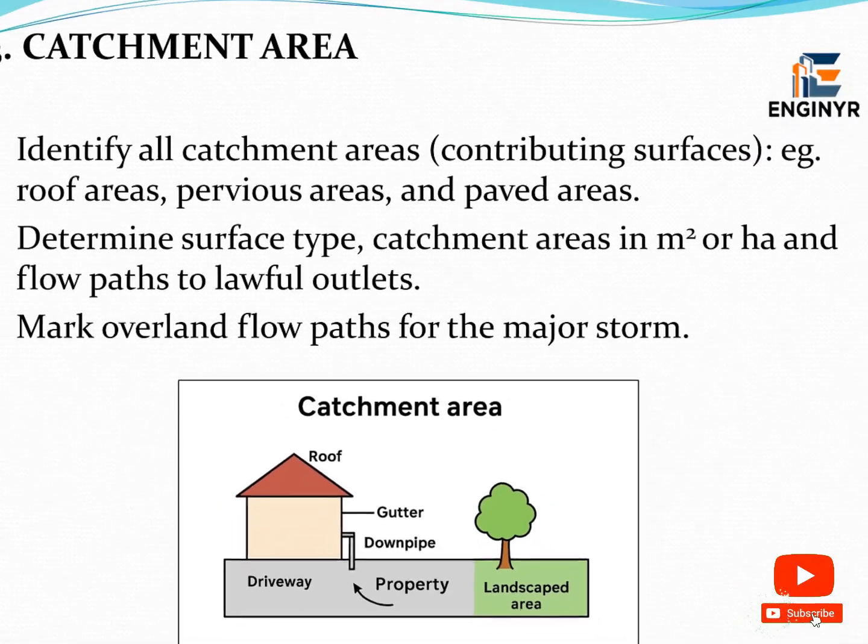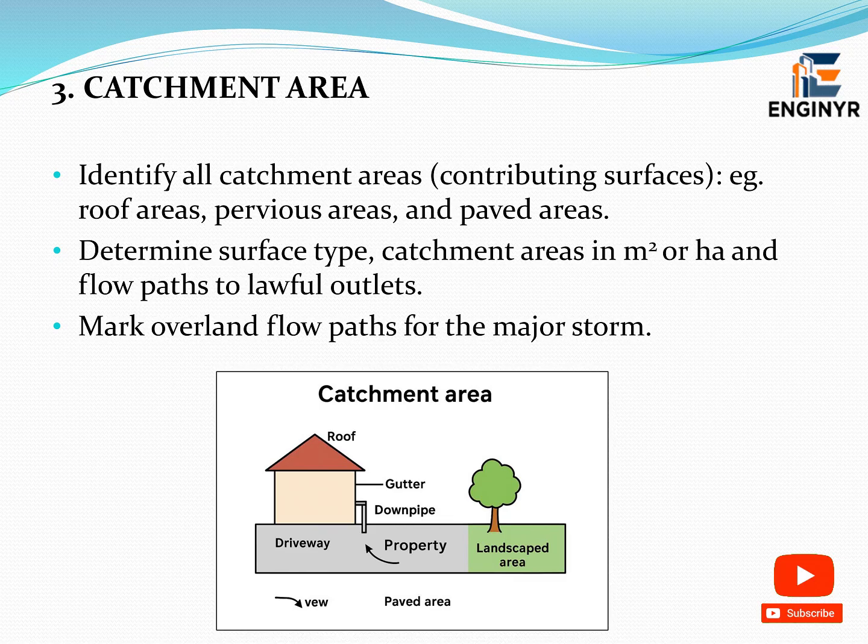Step 3. Catchment area. Identify all catchment areas. Contributing surfaces such as roof areas, pervious areas, and paved areas. Determine surface type, catchment areas in square meters or hectares, and flow paths to lawful outlets. Mark overland flow paths for the major storm.